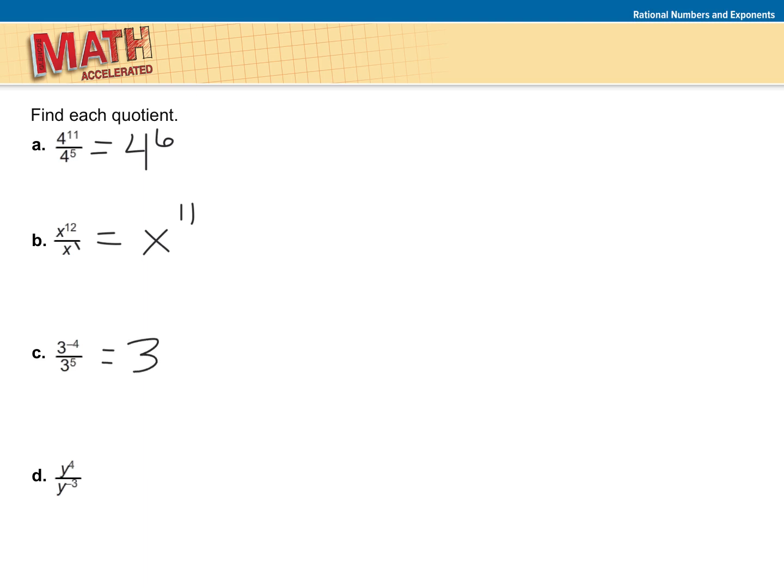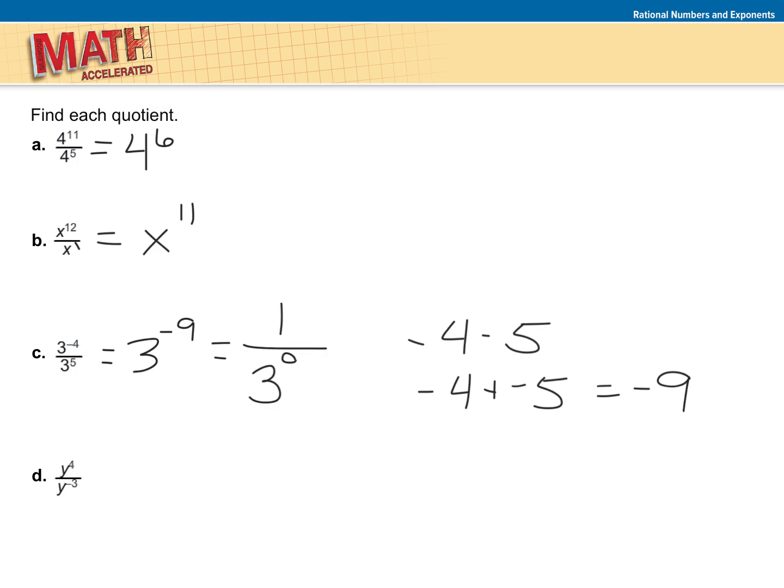On C, what's my base? 3. What do we do with the exponents? So we have negative 4 minus 5. Keep change flip. Let's start with our numbers again. We have the top minus the bottom. Keep change flip. What do we get? Negative 4 plus negative 5. Negative 9. So we have negative 9 here. How do we fix that? 1 over 3 to the 9th power.